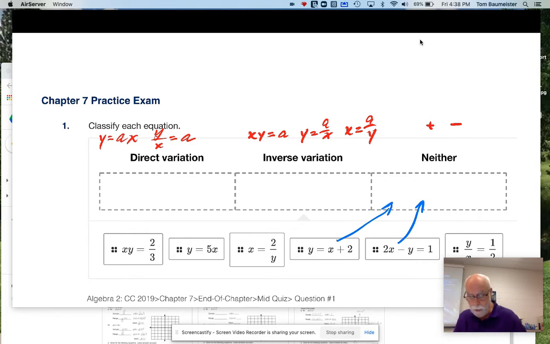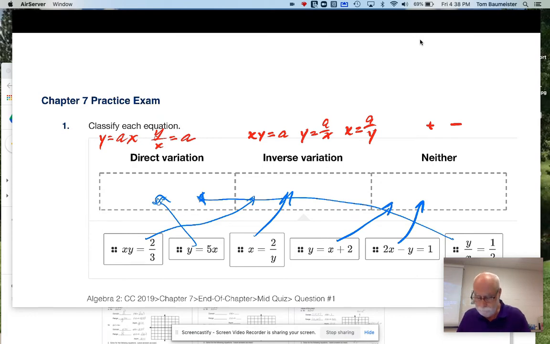x times y is equal to 2 over 3. That one looks like that one right there. So that one will go there. y is equal to 5 times x. That looks like that one right there. So that would go there. x is equal to 2 over y. Oh, that one looks like it goes right there. And let's see, y over x. That last one, well, that kind of looks like it is going to go to this one right here. So you would drag and drop them into the right places.